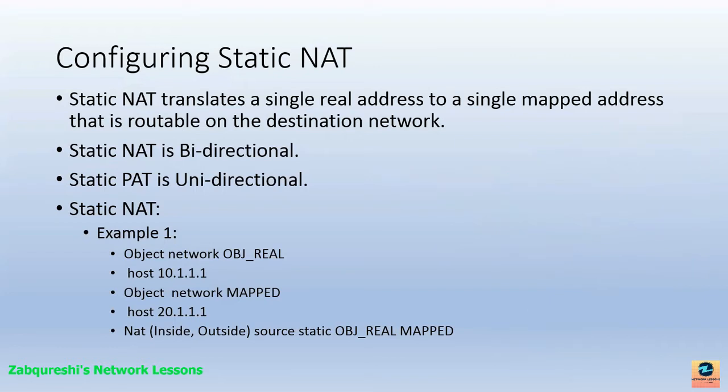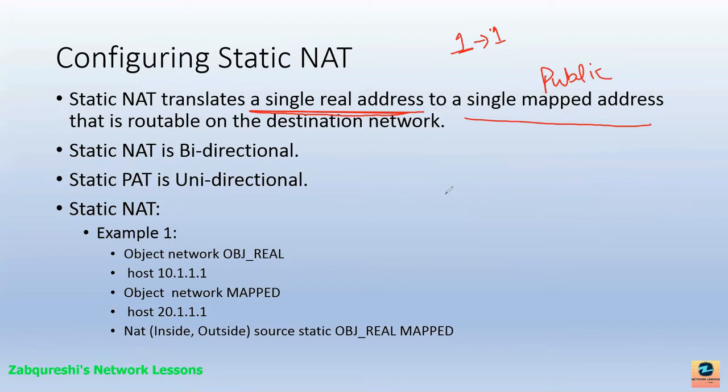So now the next thing that I want to tell you is about the static NAT, what it is and why we use it. So mostly the static NAT is used to translate a single real address to a single mapped address, means a public address. This is, you can say, one-to-one translation. Okay, and I mean that address should be routable on the destination network.